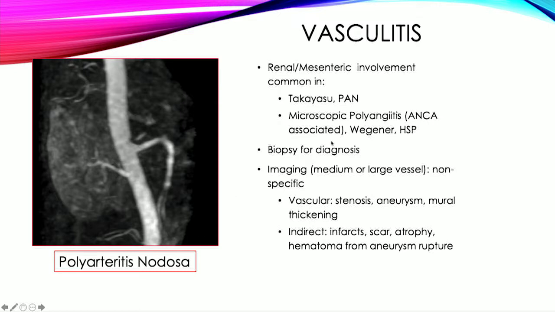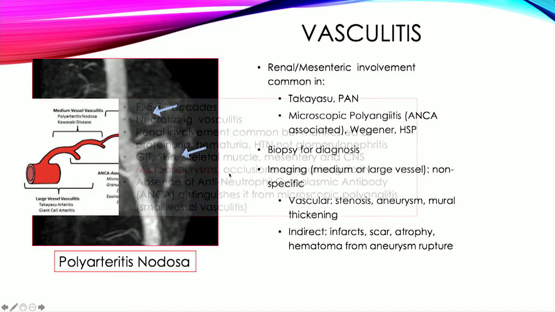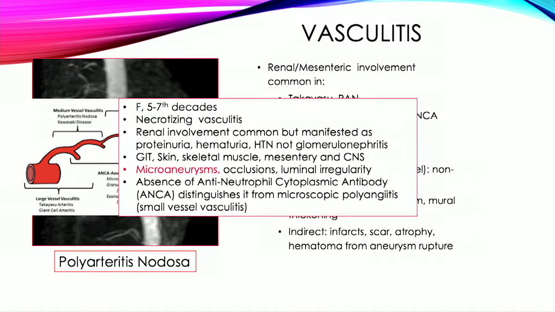So there's an example of a patient who has a little beading of the renal arteries and of the SMA. You barely see the celiac artery in this case, and this is a patient who has polyarteritis nodosa. You may require biopsy to make the diagnosis. It usually happens in older women. Renal involvement is common. Also there can be skin symptoms and microaneurysms.